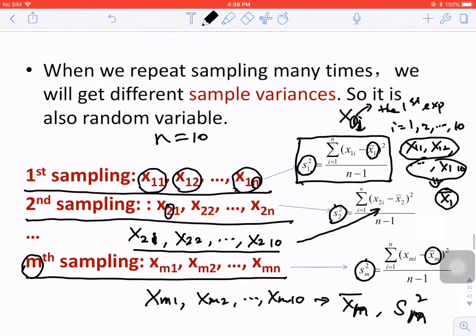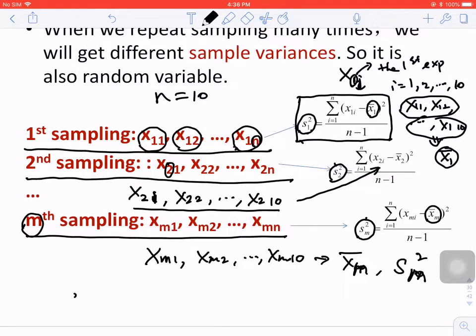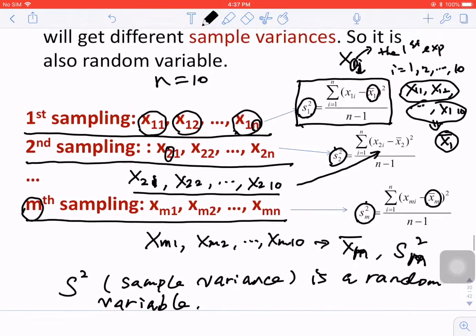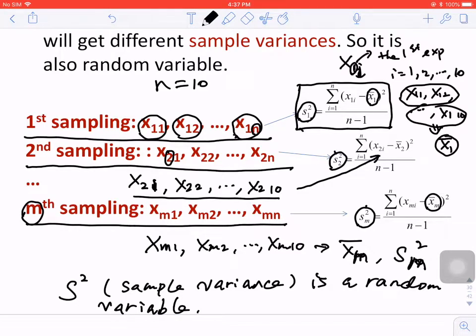So we can say s square, the sample variance, is also a random variable, like x bar, like p hat. So how can we use this random variable s square to estimate the unknown constant sigma square? That's our goal.